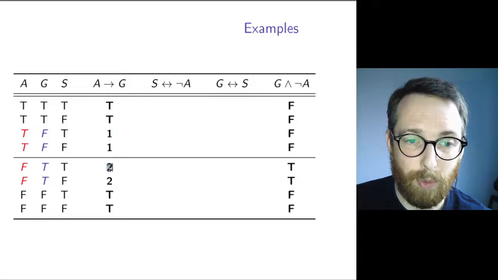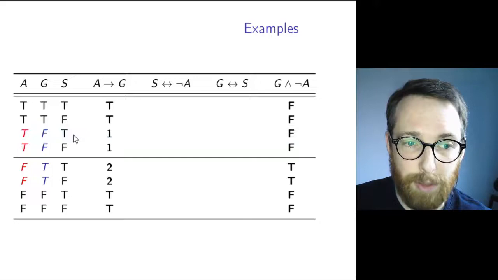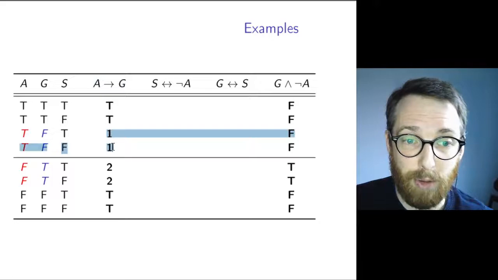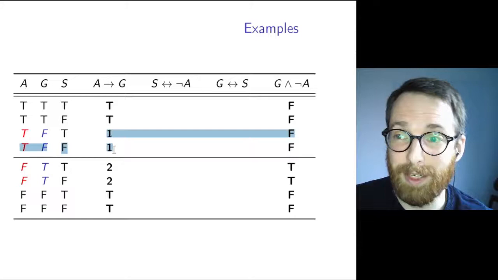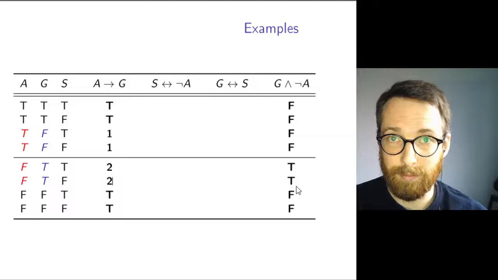Why have I got two things here numbered the same way? Well, these two rows have the same truth values for A and G. The only difference between row 3 and row 4 has to do with the truth value of S. But there's no S in this sentence, so that can't possibly make a difference. So even if you aren't sure whether you're going to put true or false in line 3, you know that line 4 is going to get the same thing. And likewise for 5 and 6. Okay, so pause, take a second, try to figure out what truth values you would put in 1 and which ones you'd put in 2. That'll give you the answer.